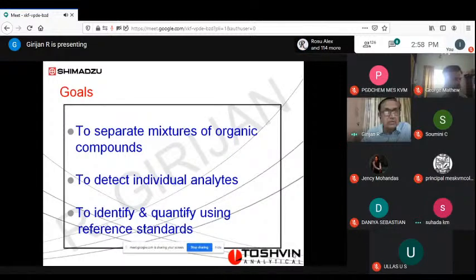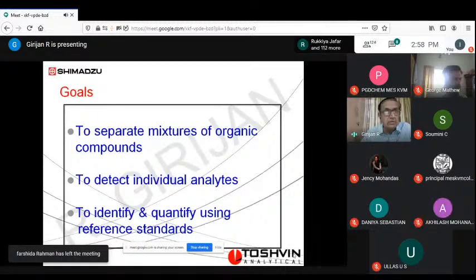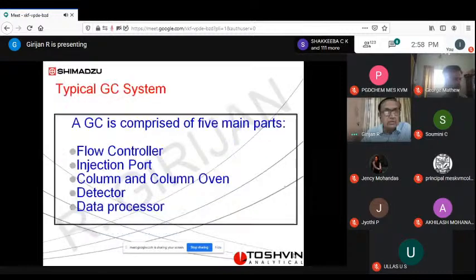Okay, then detect, individual, analyze. We can identify and quantify using reference standards. GC can be used as a qualitative analytical technique and a quantitative analytical technique. But for identifying a compound and quantifying that compound, we require reference standards. This is equally applicable to LC also.